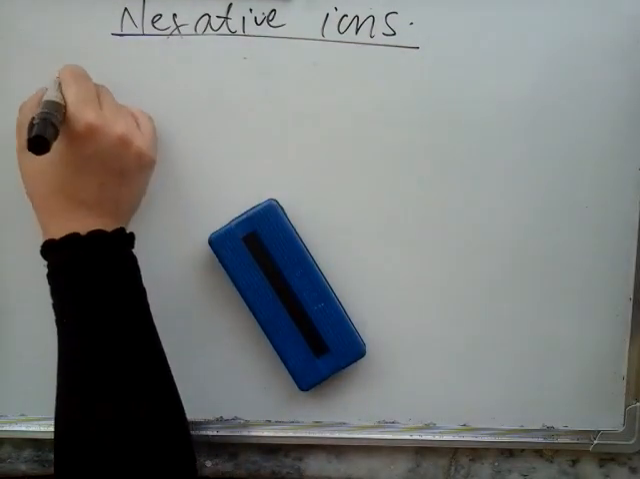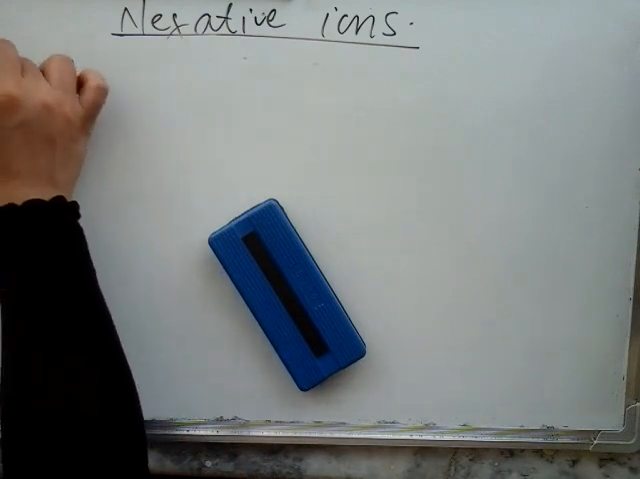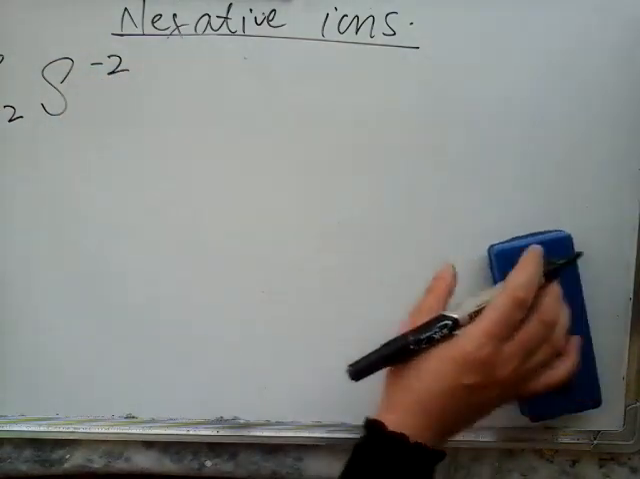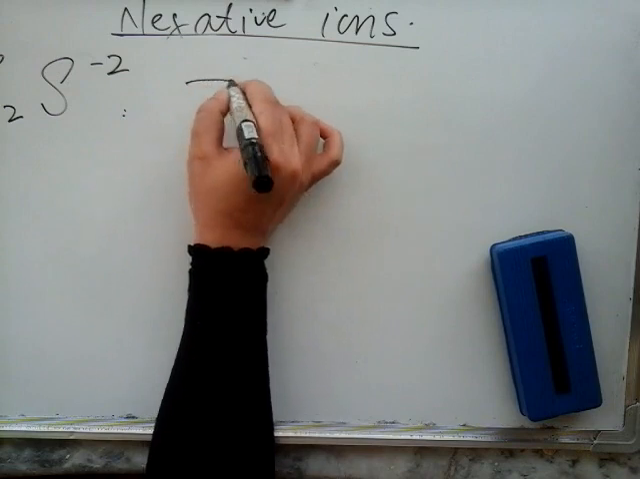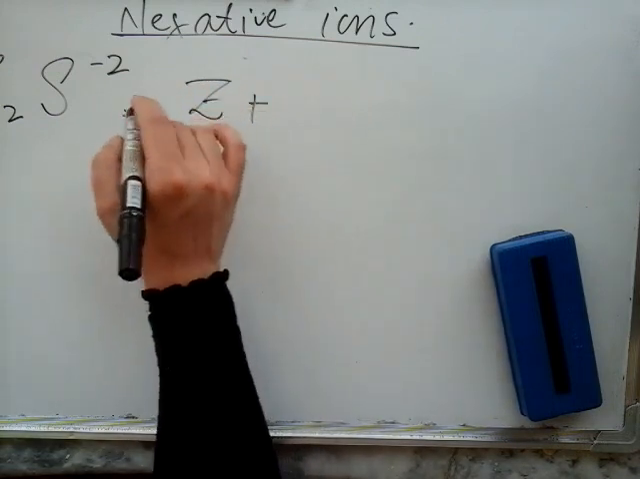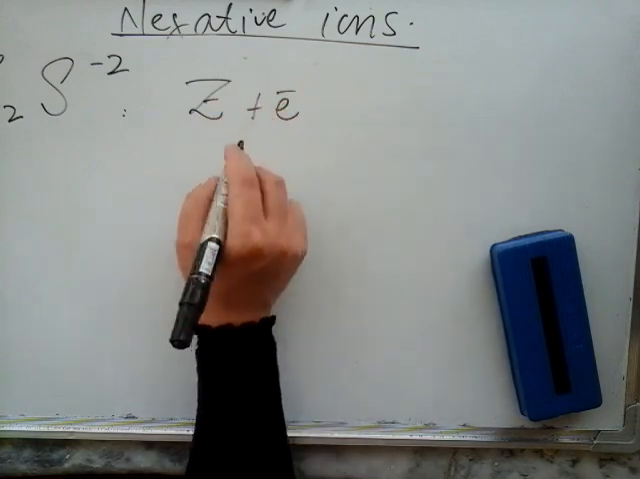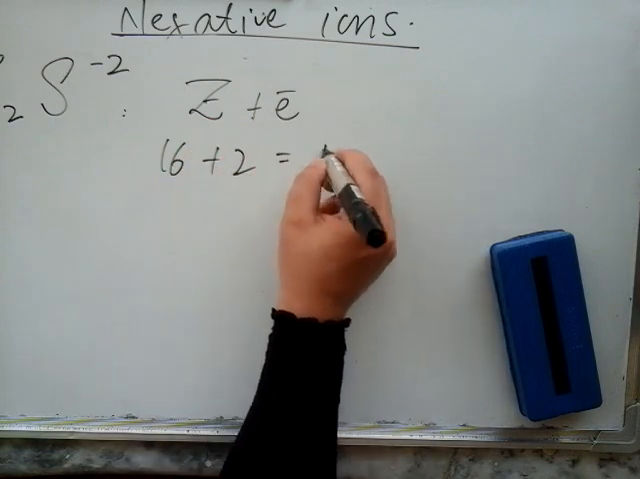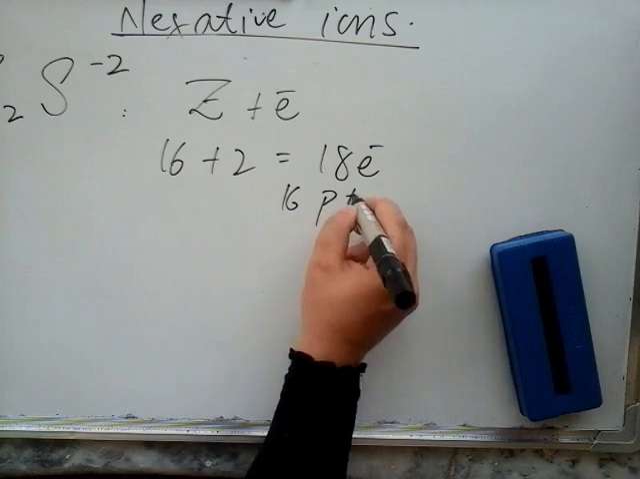In the same case, for example, sulfur, mass number is 32, atomic number is 16. If it has minus 2 charge, what does it mean? It means that it has gained 2 electrons. So the electrons are added to the atomic number. 16 plus 2 will be equal to 18 electrons, 18 electrons and 16 protons.